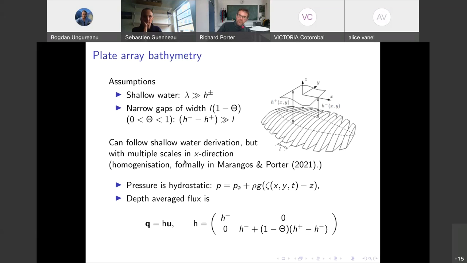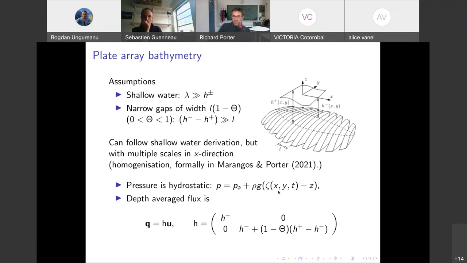Okay, so you can formally homogenize this using a shallow water derivation. You've got small parameters here. There's one small parameter associated with this, and another small parameter associated with this contrast here. And you can do this formally through the water wave equations coupled to homogenization, and there's a formal process by which this happens. But there's a much easier, physical way of thinking about this, which gives you access to the same results. So I can immediately say, for example, that the pressure will still be hydrostatic.